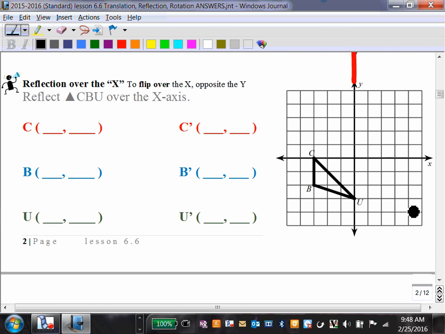Next one, we're going to flip over the x, we opposite the y. So that's the x-axis. Get your original points again.